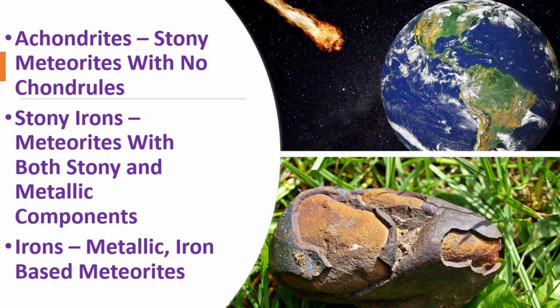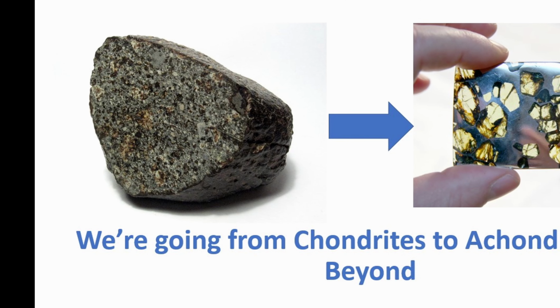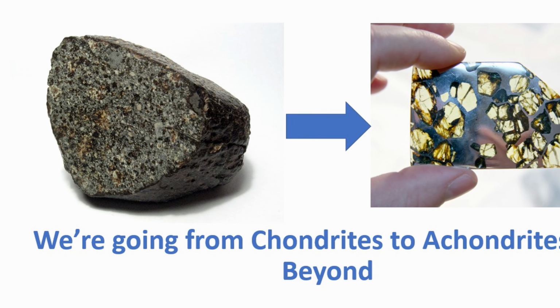In this video, we're going to talk about the Achondrites, the Stony irons, and the iron meteorites. The Achondrites are stony meteorites. The Stony irons are meteorites that have both metallic components and stony components, and the iron meteorites are all metal, mostly iron.